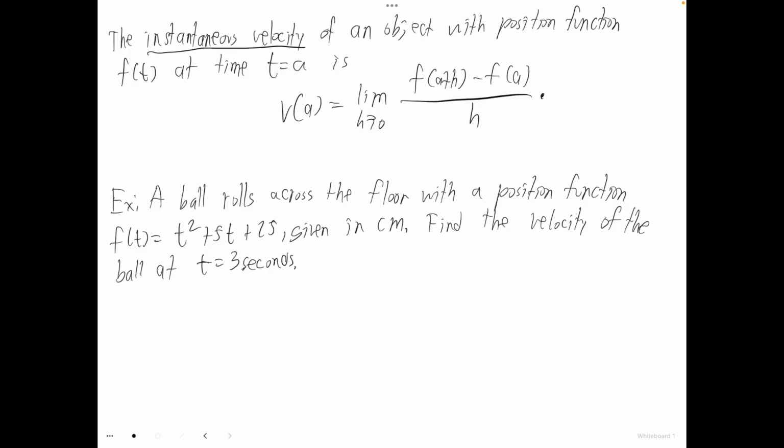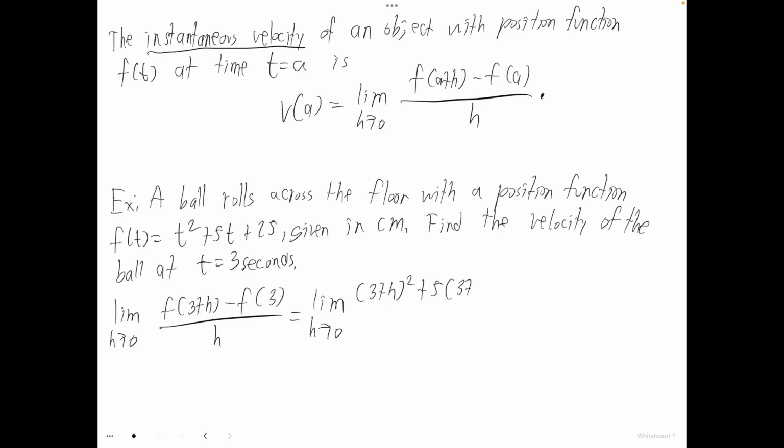And so what we want to do is compute this instantaneous velocity, which is the limit as h goes to 0 of f of 3 plus h minus f of 3 divided by h. So we're going to plug things in. This is the limit as h goes to 0. We have 3 plus h squared plus 5 times 3 plus h plus 25. That is all f of 3 plus h, just plugging 3 plus h into our formula right here.